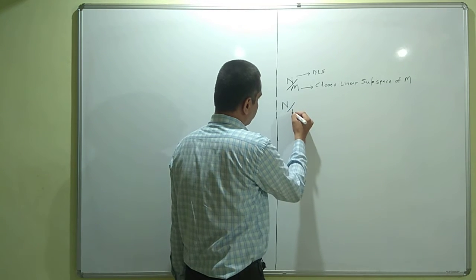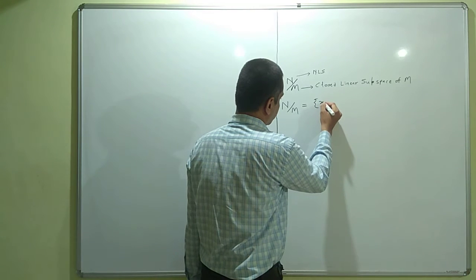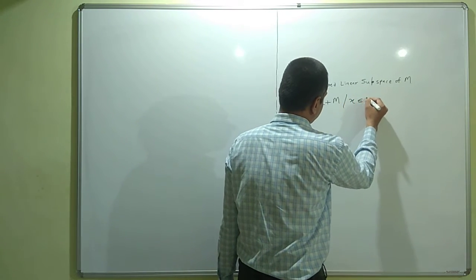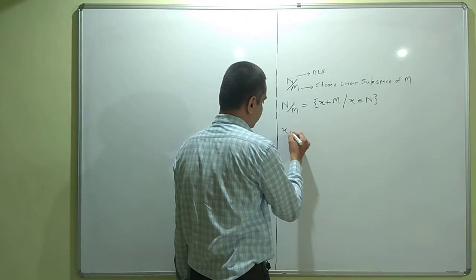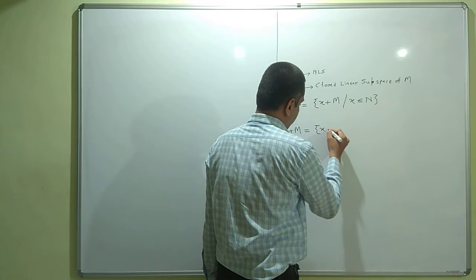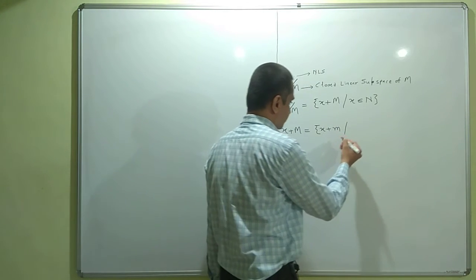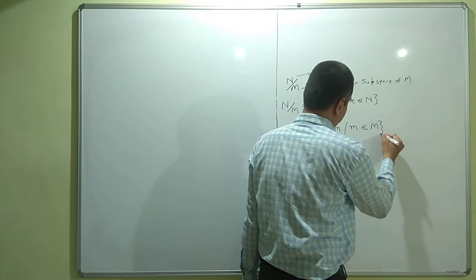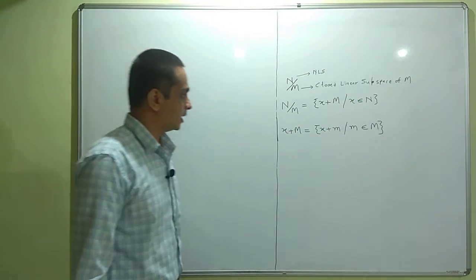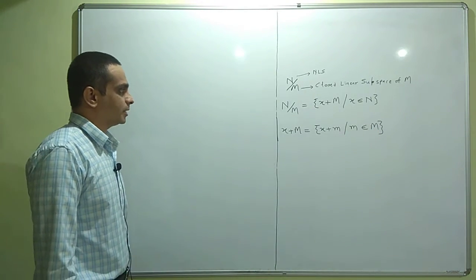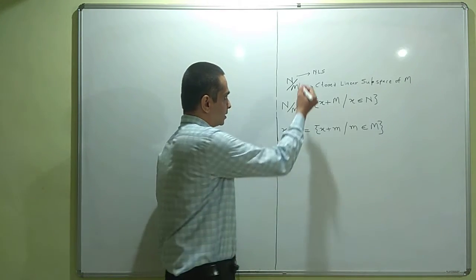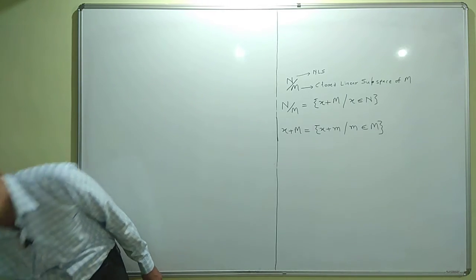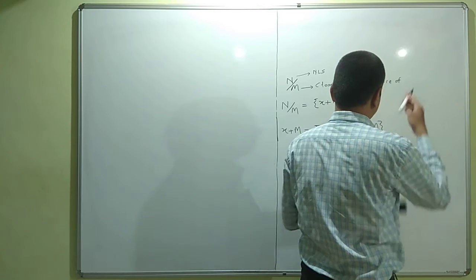N by M consists of all cosets of the form x plus M, where x belongs to N. X is a vector in N and x plus M is equal to the set of all vectors of the form x plus small m, where m belongs to M. Recall that x is a vector in N and small m is a vector in M. So N by M consists of all these cosets. N is a normed linear space, M is a closed linear subspace of N. Sorry, here I should have written M is a closed linear subspace of N.